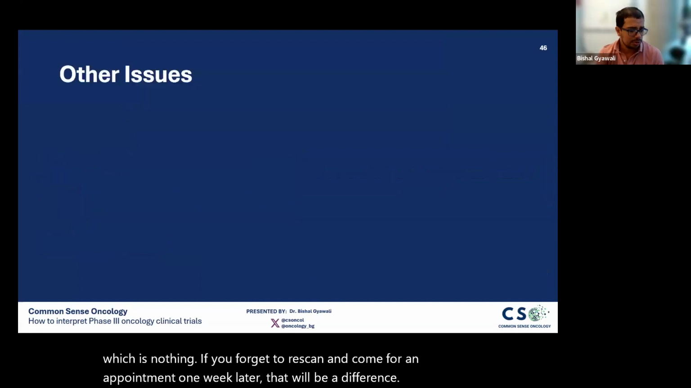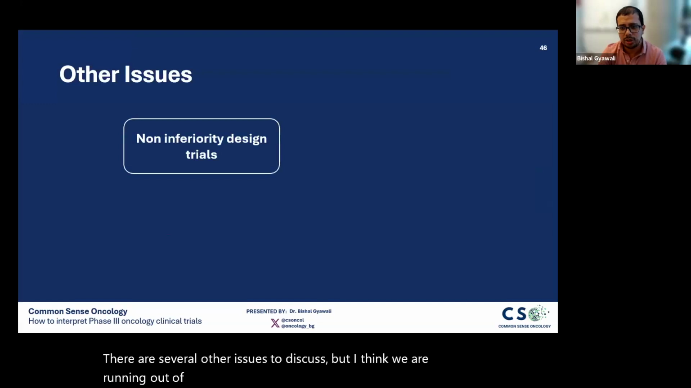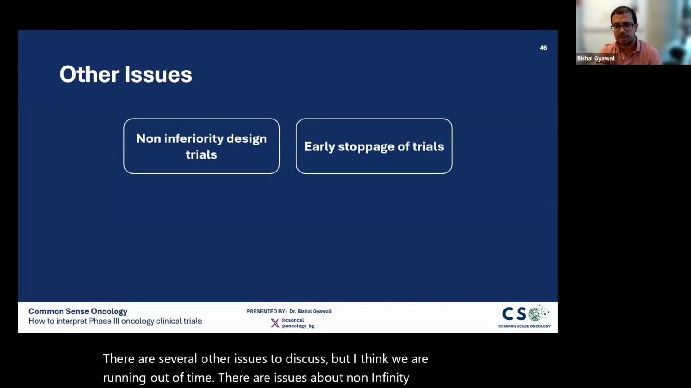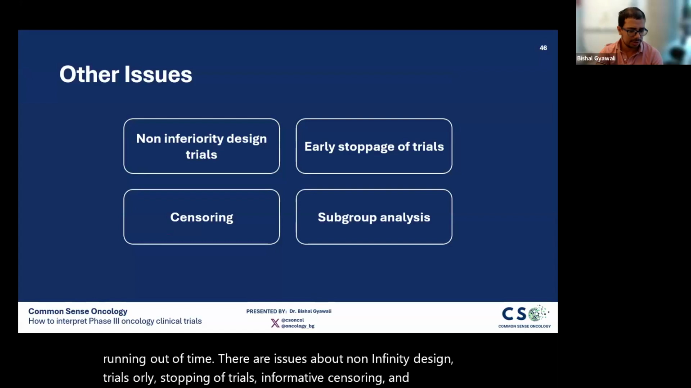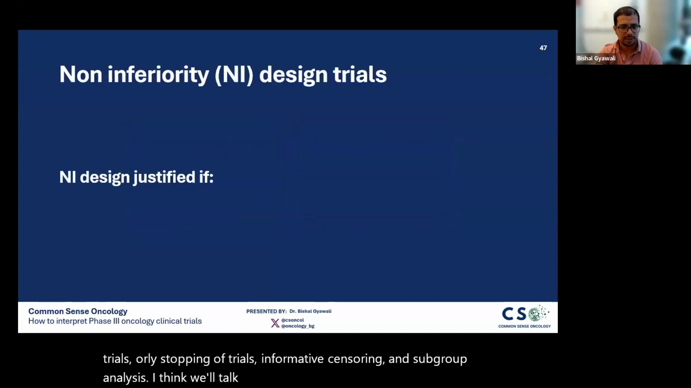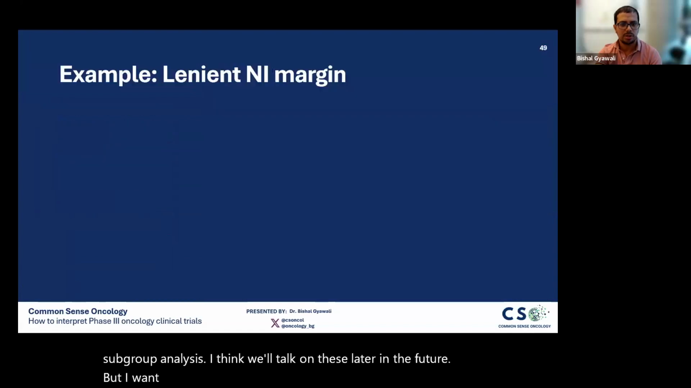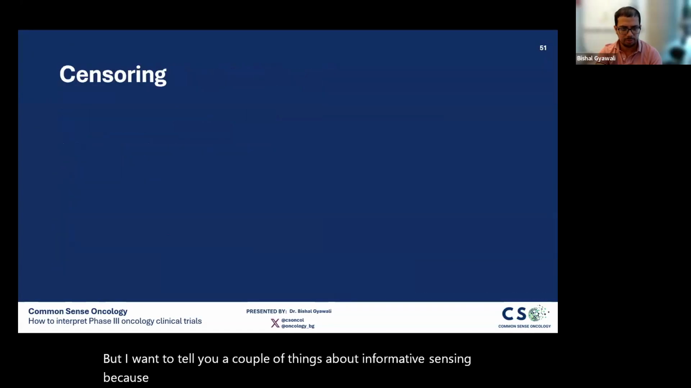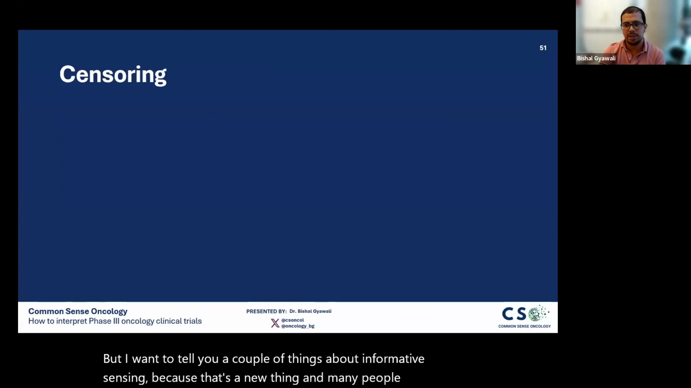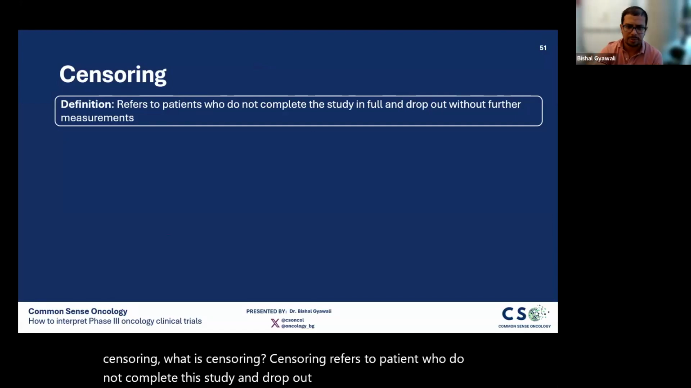There are several other issues to discuss, but I think we are running out of time. There are issues about non-inferiority design trials, early stopping of trials, informative censoring, and subgroup analysis. I think we'll touch on these later in the future. But I want to tell you a couple of things about informative censoring because that's a new thing and many people are not aware. So censoring, what is censoring? Censoring refers to patients who do not complete the study and drop out without further measurements.